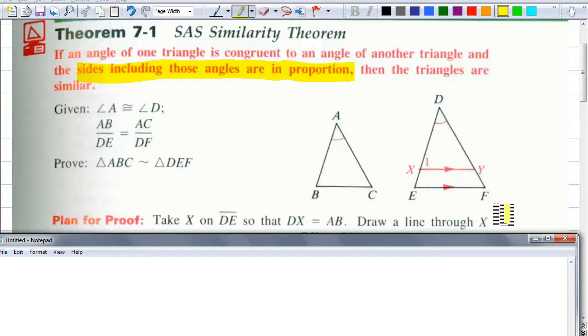Who could answer what a symmetric property is? Yes.